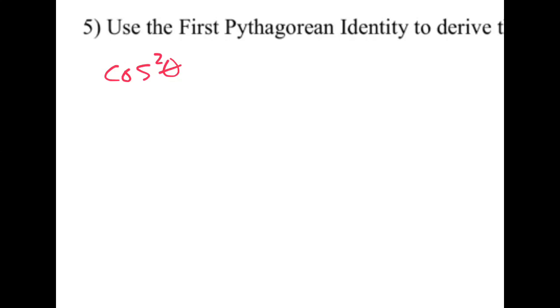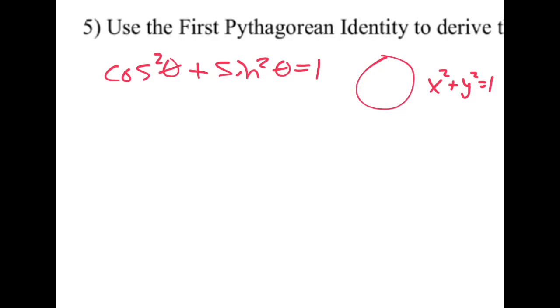Sorry about that. But remember, cosine squared theta plus sine squared theta equals 1. Another cool way to remember that is, if you think of the unit circle has the equation x squared plus y squared equals 1. That's the equation of a circle. X squared plus y squared equals radius squared, and the radius of the unit circle is 1. And we know that x is cosine and y is sine, so that quick substitution gets us cosine squared theta plus sine squared theta equals 1. So that's kind of cool.